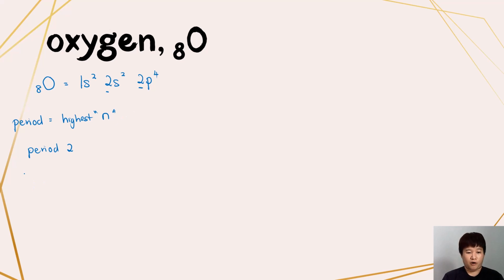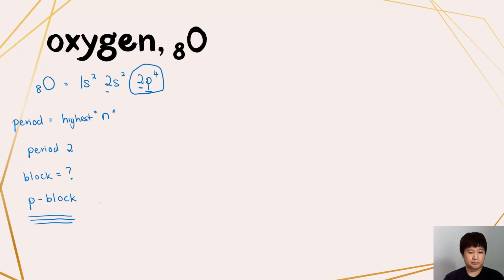Block, what would be the block? The last electron that fell into that orbital. The last electron goes into the p orbital. So p orbital means oxygen will be in the p block.